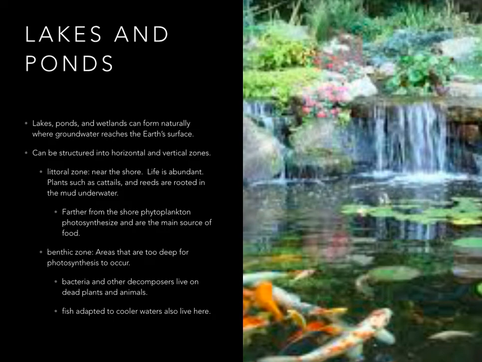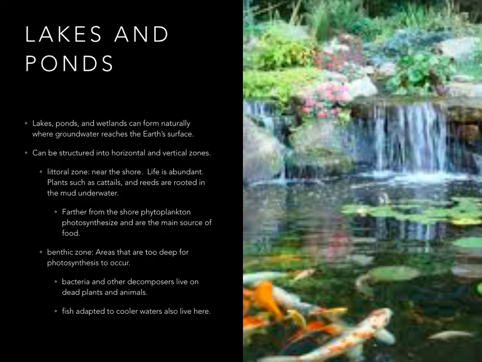So lakes and ponds. Lakes, ponds, and wetlands can form naturally where groundwater reaches the Earth's surface. They can form from water underground coming up in springs. They can also form from snowmelt coming off of mountains. They can form from rainfall. All of these things can form these different lakes and ponds. They can be structured into horizontal and vertical zones.